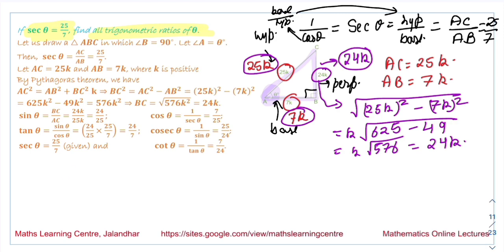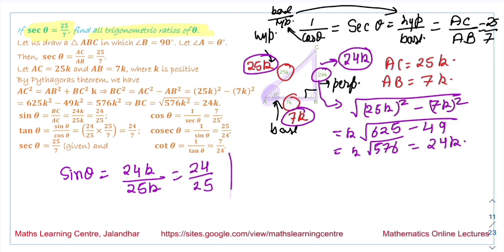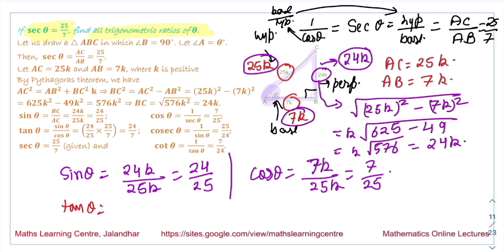So the formula for sine theta we know is perpendicular over hypotenuse. So the answer is 24 by 25. The formula for cos theta we know is base over hypotenuse. So the answer we get is 7 over 25. Next, the value of tan theta we will have is perpendicular over base, so it is 24 over 7.